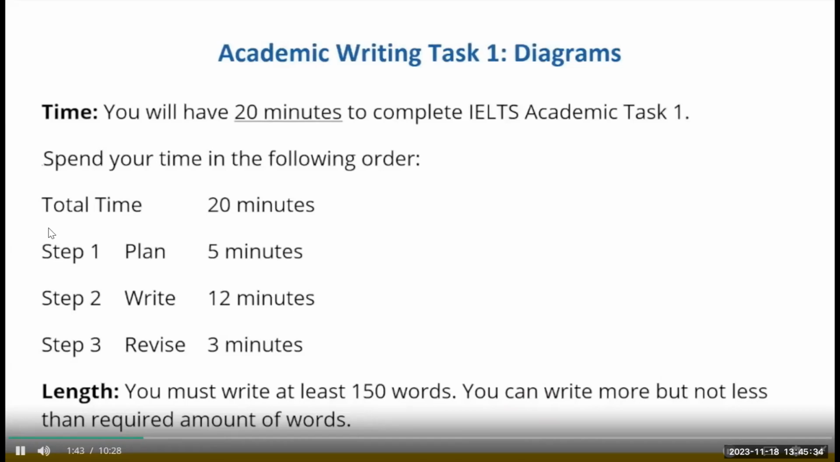Step 2 is writing your essay. You should spend about 12 minutes to do so. And the final step 3 is for revising your essay, for which you should spend at least 3 minutes.